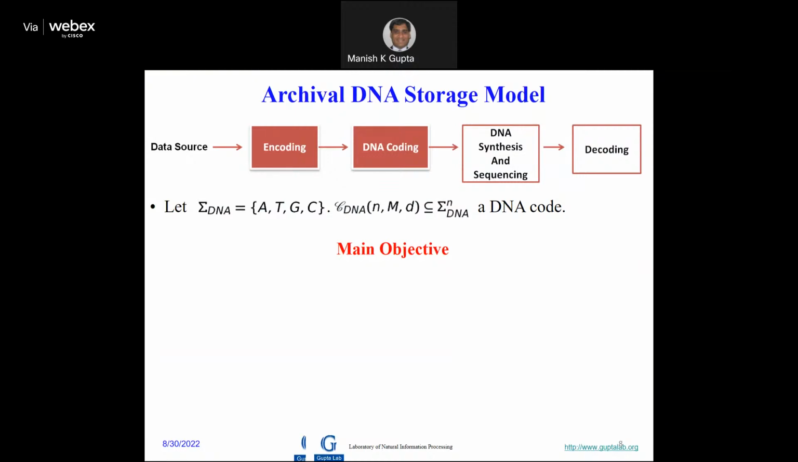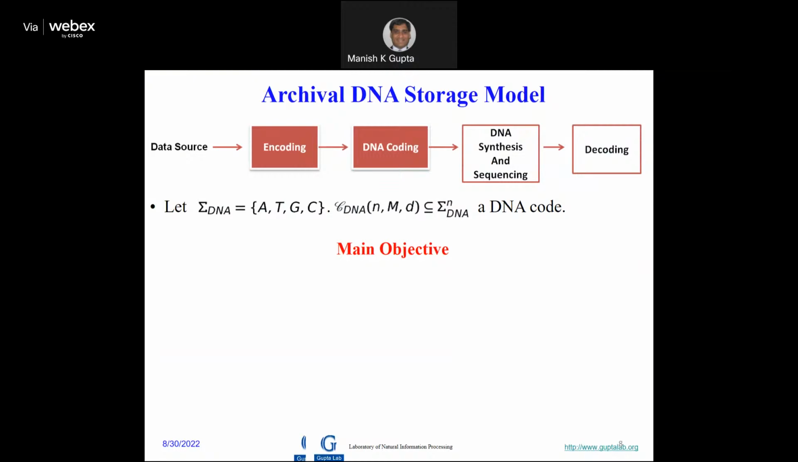Okay, so there are two kinds of models for DNA storage. One is archival DNA storage. Archival DNA storage means you store data into the DNA and you forget about it. It's in a test tube, or maybe dry DNA, whatever, you can make a powder, that is enough to store data. So that is archival data storage.